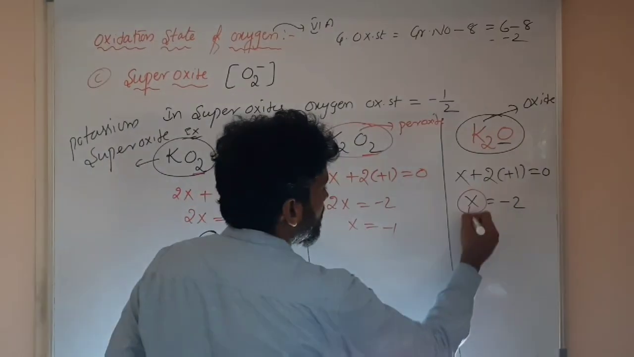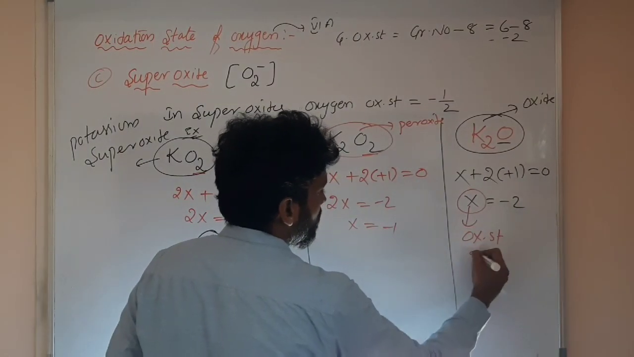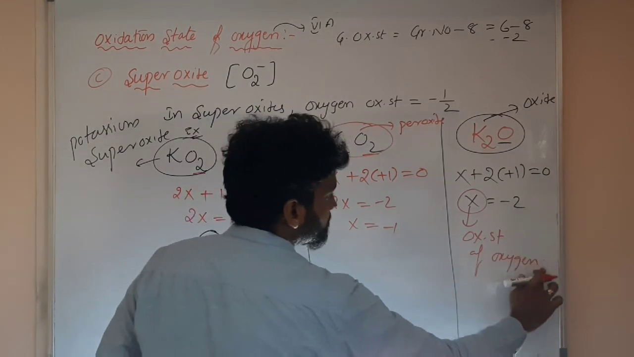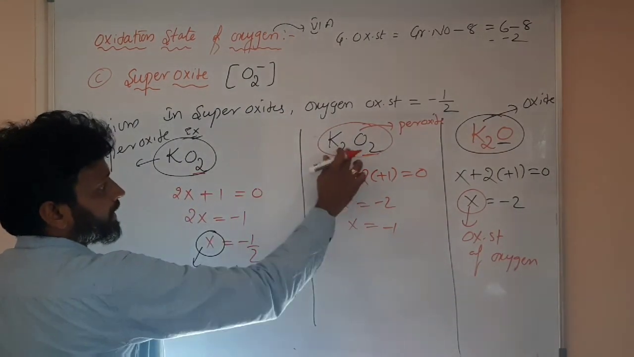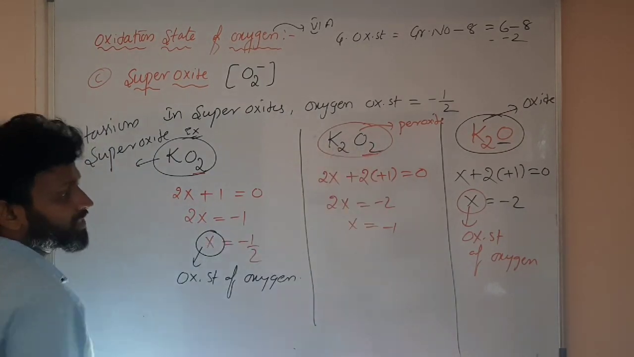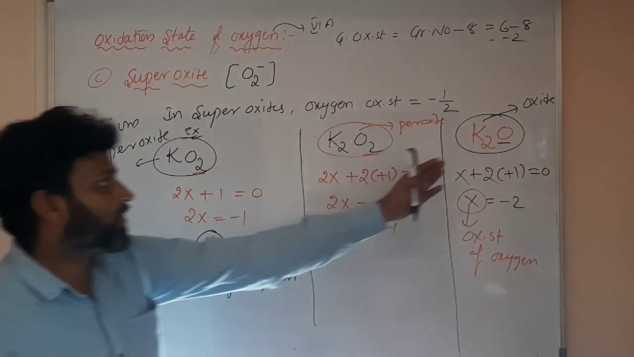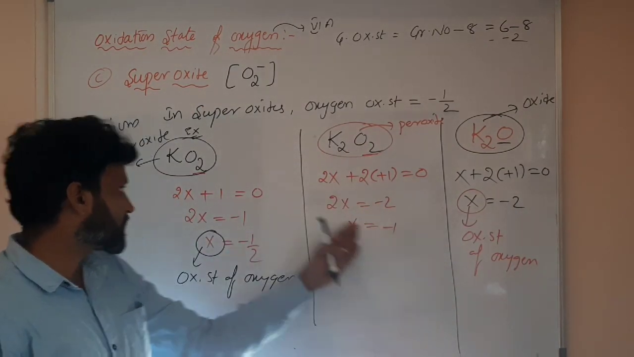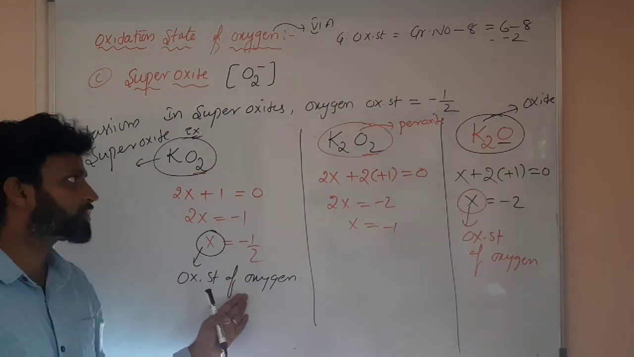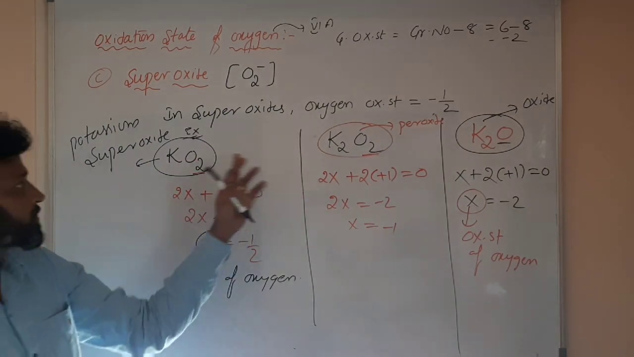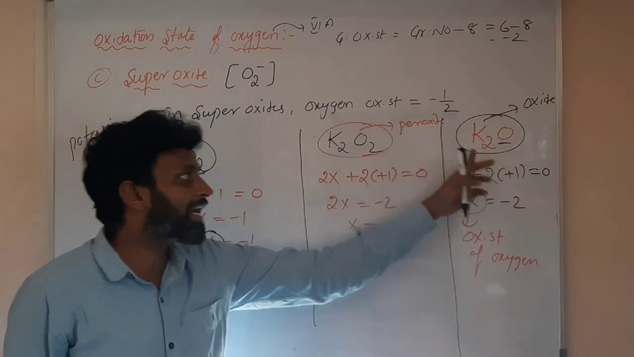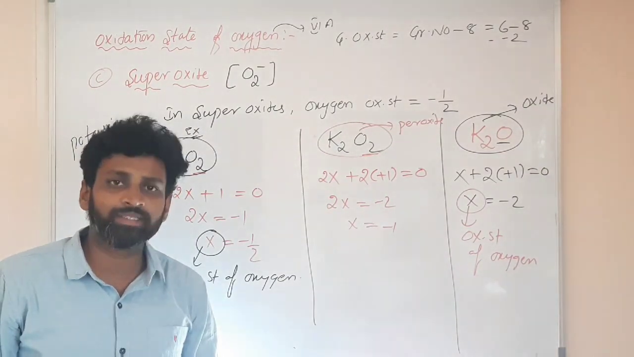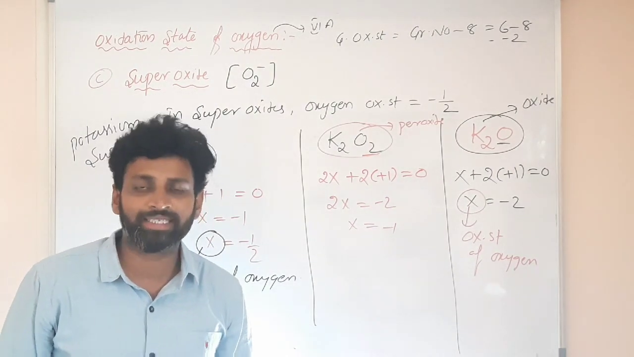X is the oxidation state of oxygen. In this particular example, X is the oxidation state of this oxygen. So here you got the oxygen oxidation state -2. Here you got the oxygen oxidation state -1. Here you got the oxygen oxidation state -half. See the differences between superoxide, peroxide and oxide. Okay. So by using these we will write some oxidation states in our next class.